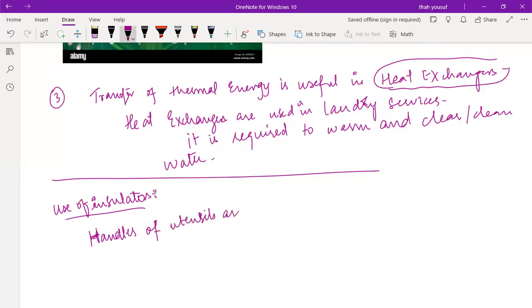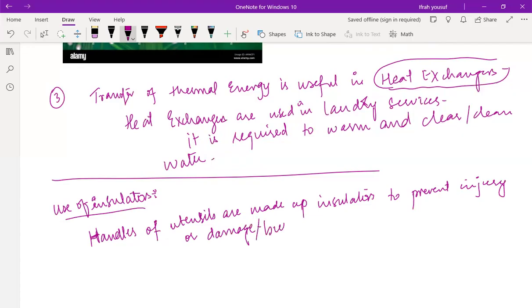So handles of utensils are made up of insulators to prevent injury or damage, right? Or burning, we can say burning of skin.